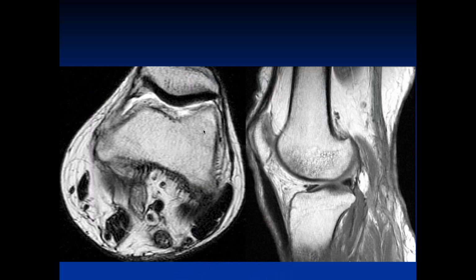For the next case, I have a couple of T1 images in the axial and sagittal planes. I see a very well-defined oval structure, intermediate on T1 and hyperintense on the T2 weighted images, just posterior to the posterior horn of the medial meniscus. It lies along the gastrocnemius capsule. Just one second.